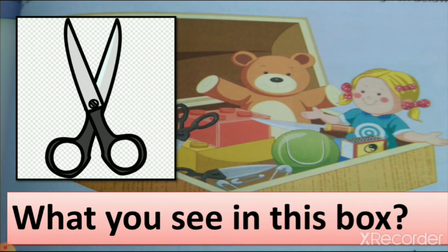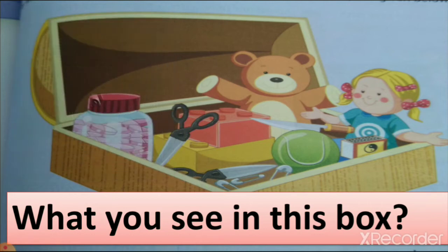So first we take out the things, then we learn whether it is good for us or bad for us, right? So in science we learn about food. Some food is good for us while some food is not good for us. Like that, in this lesson we learn about things which are good for you, for children, and something are harmful to you, right? So scissor. Now let's see our next thing.